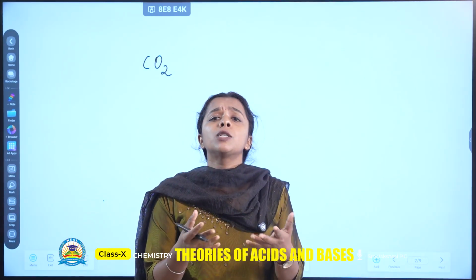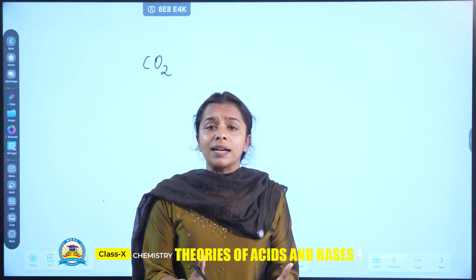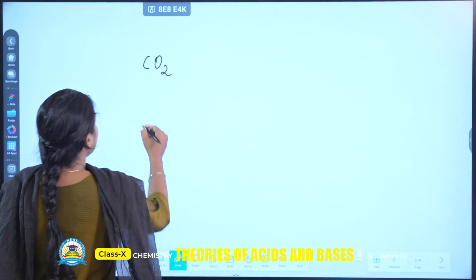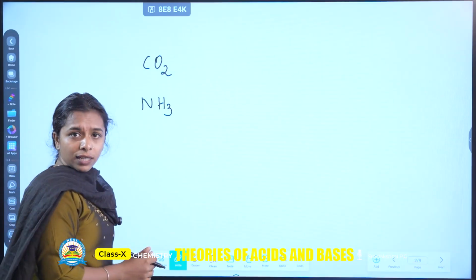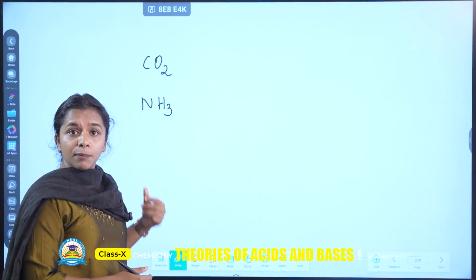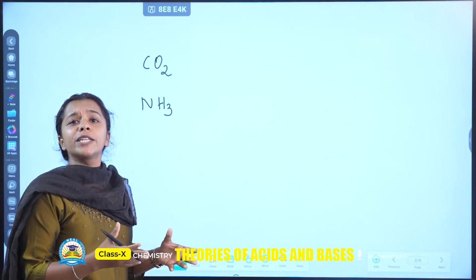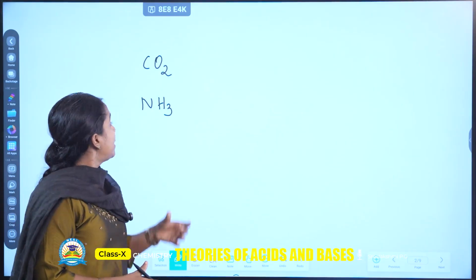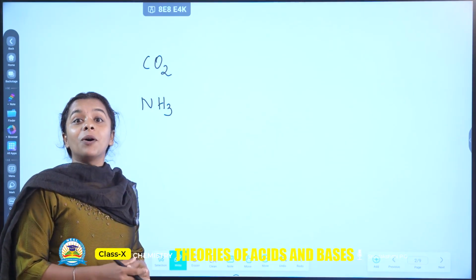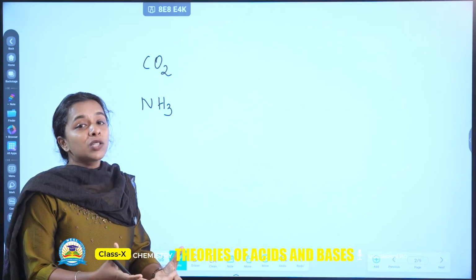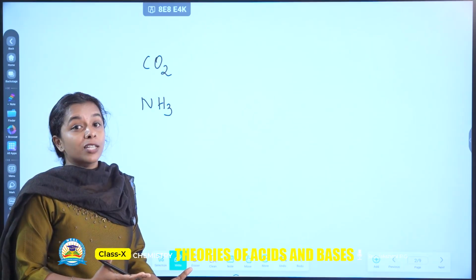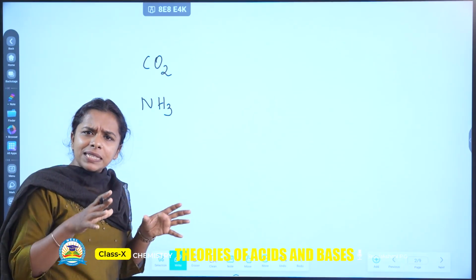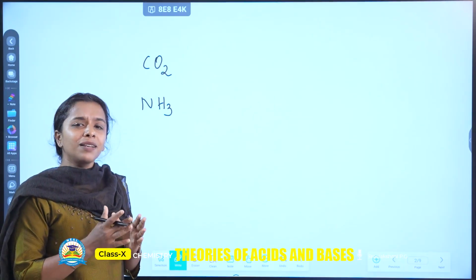What did Arrhenius say? Acids will produce H+ ions, but there are certain acids and bases that don't. If you consider ammonia, what is ammonia? NH3. Is there any OH- present in ammonia? No, there is no OH- present in ammonia. But still, ammonia is what? A base. This clearly shows that there are certain substances which cannot produce H+ or OH-, but still they are acids and bases.